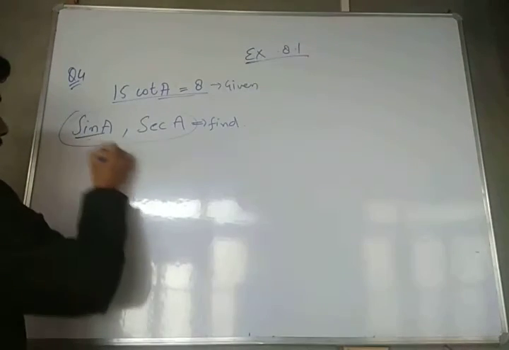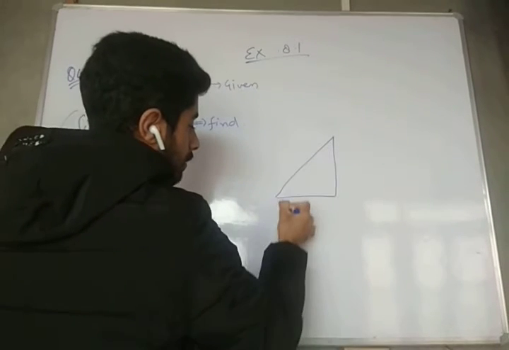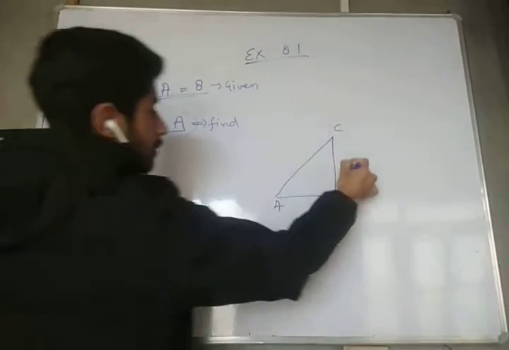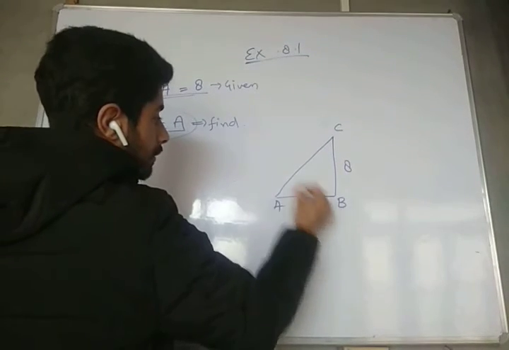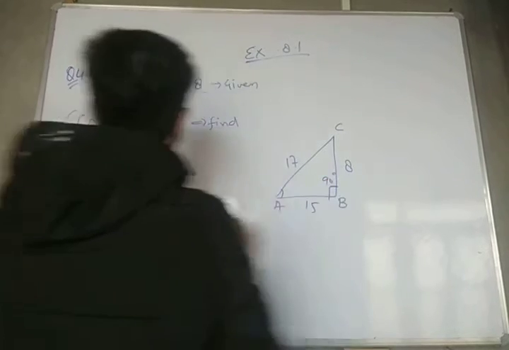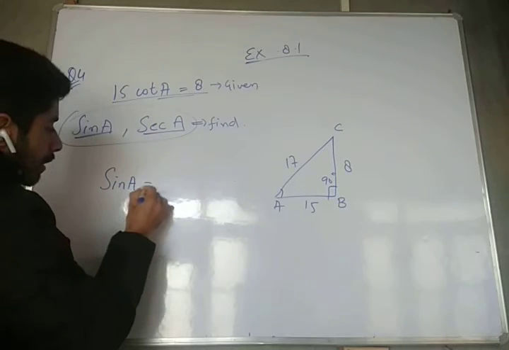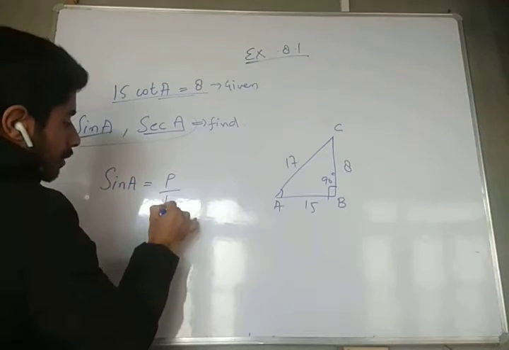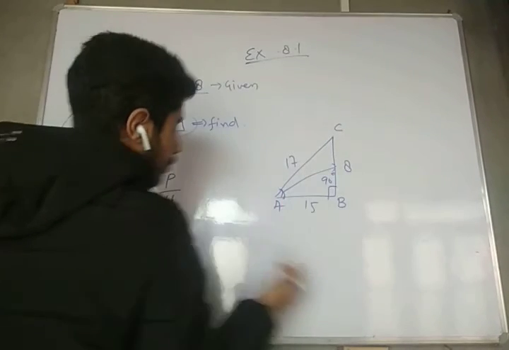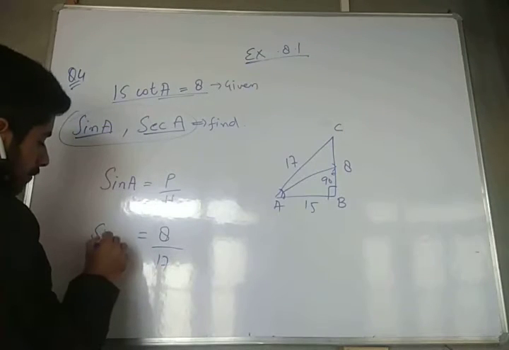Let's calculate this sine and this sec now. See, for a triangle like this, A, B, and C, this perpendicular was 8 and base was 15, and this we just calculated is 17. This is 90 degrees over here. Now we have to find this sine of A. As all of you know, sine is perpendicular over hypotenuse. So what is perpendicular for this angle? It's just the side opposite to it. It's 8 over this hypotenuse. Hypotenuse is 17. This is sine of A.